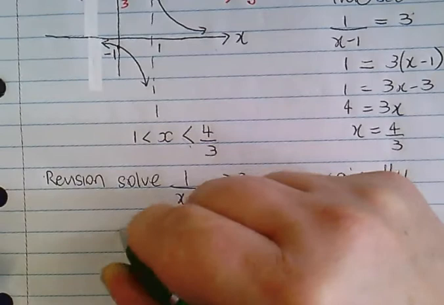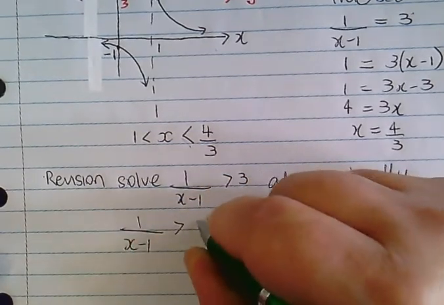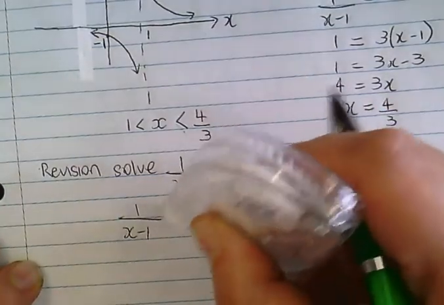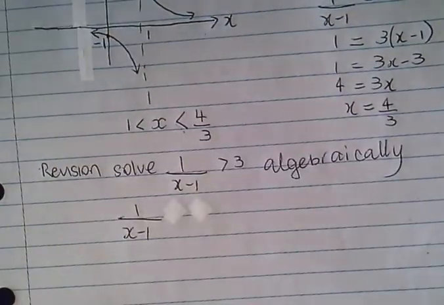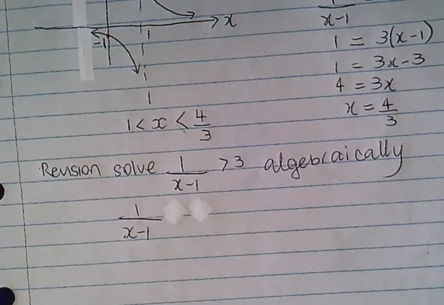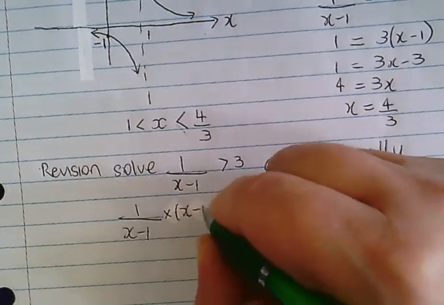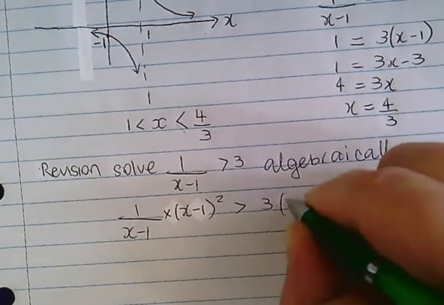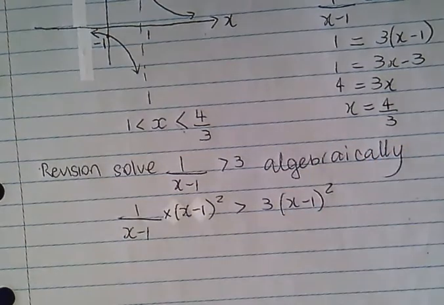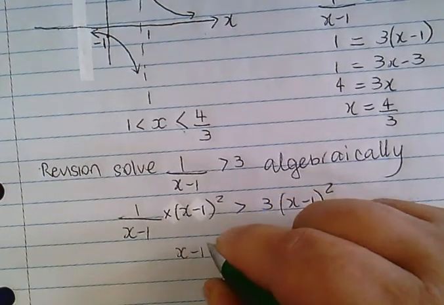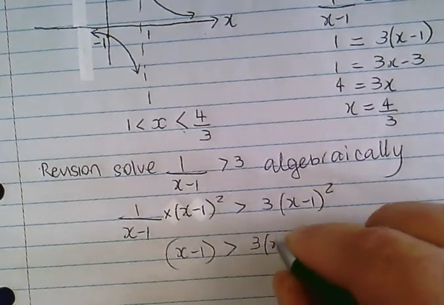All right, so we go. You look at it and you say, this question is inequalities with x in the denominator. To solve this algebraically, the problem is I don't know if x minus 1 is going to be positive sometimes or negative sometimes, depending on the value of x. That's why I multiply both sides by x minus 1 squared. Remember that? And cancelling on the left-hand side, we've got x minus 1 is greater than 3 bracket x minus 1 squared.